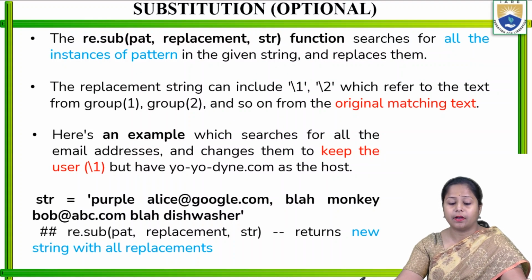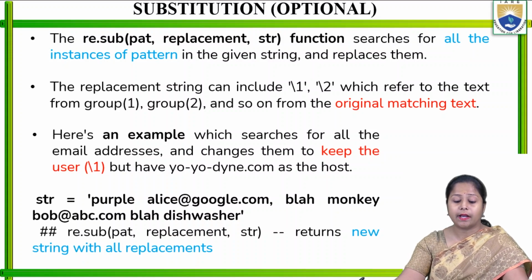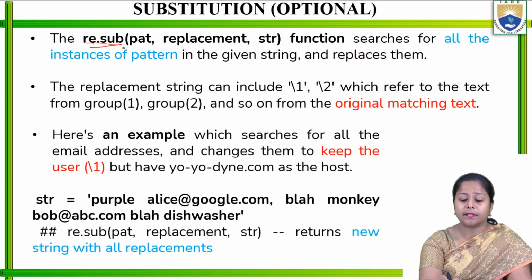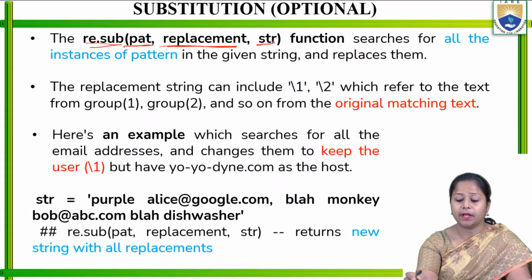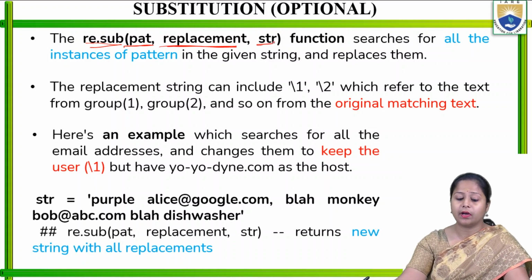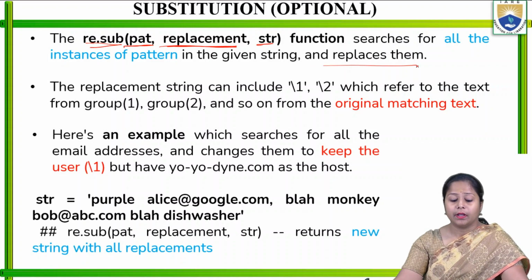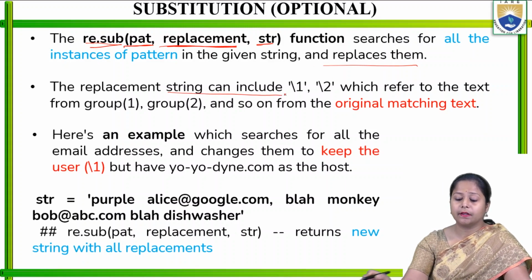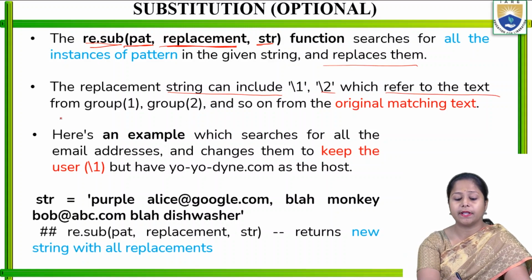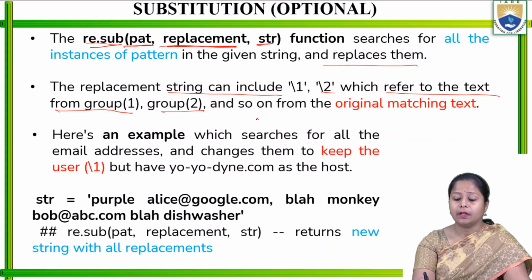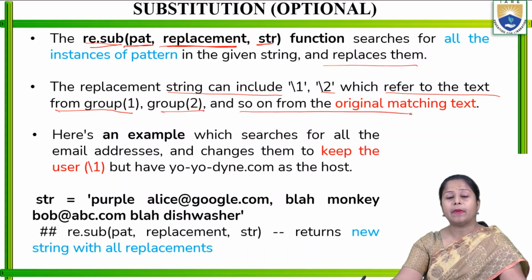The substitution method is an optional method when we need to substitute any pattern. For that we write re.sub, and in the small brackets we write pat, comma, replacement, comma, str. That function searches for all the instances of the pattern in the given string and replaces them, and the replacement string can include \1, \2, which refers to the text from group 1 and group 2 and so on. So it considers the original matching text.